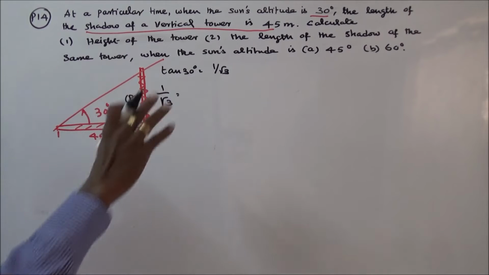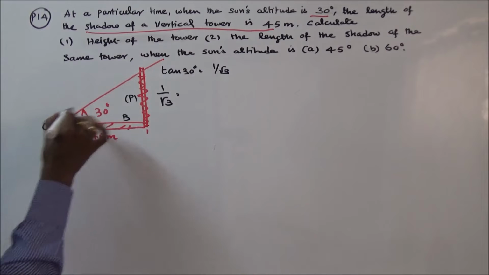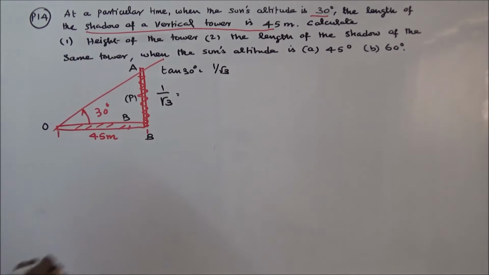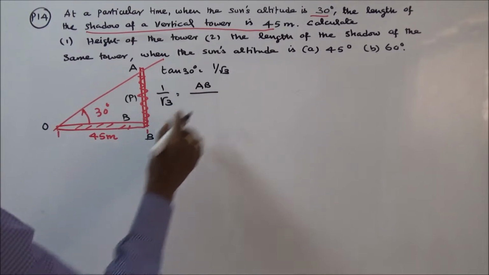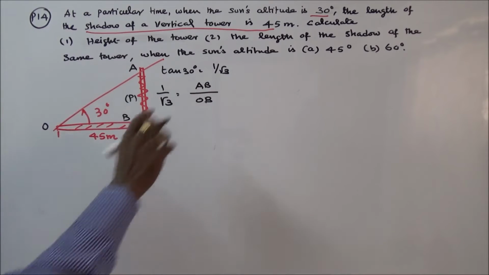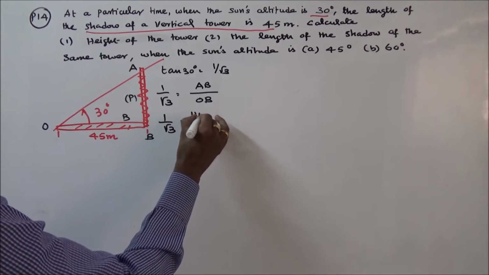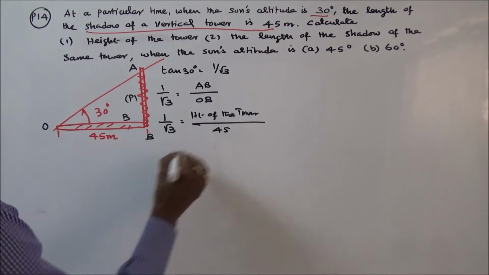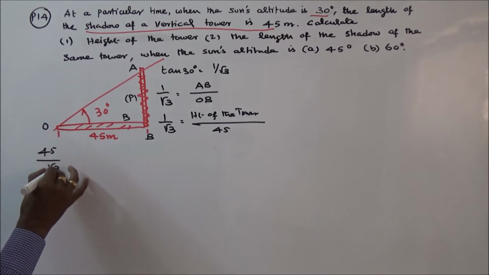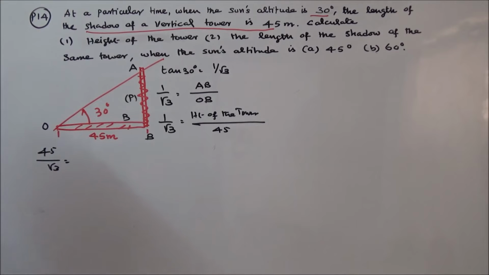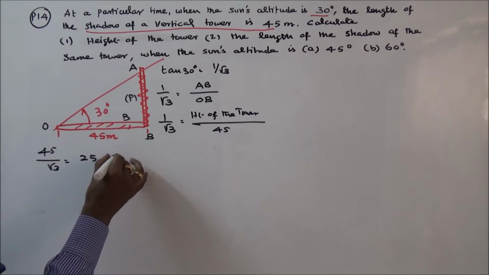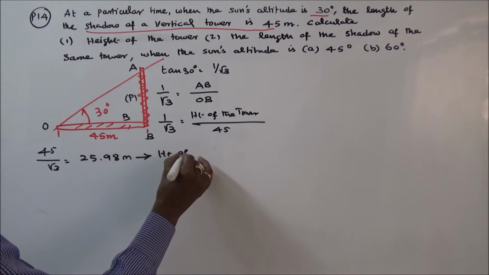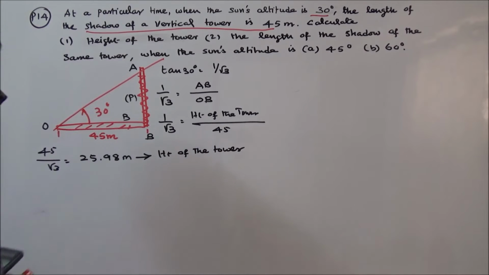Here the question is to calculate the height of the tower. Let us say this is O, this is A, this is B. AB is the height of the tower, so the perpendicular is AB and the base is OB. So 1 by root 3 is equal to the height of the tower divided by OB, that is 45. So the height is 45 by root 3, that is equal to 25.98 meters. That is the height of the tower. First question over.